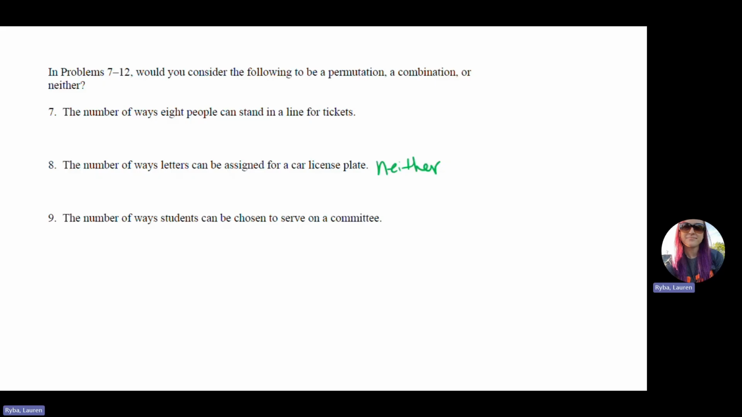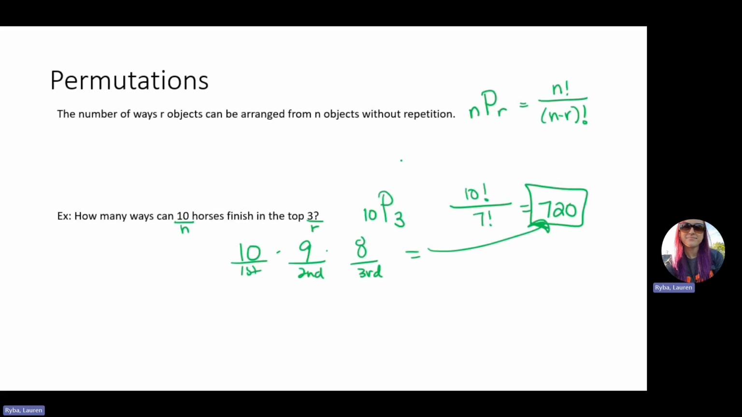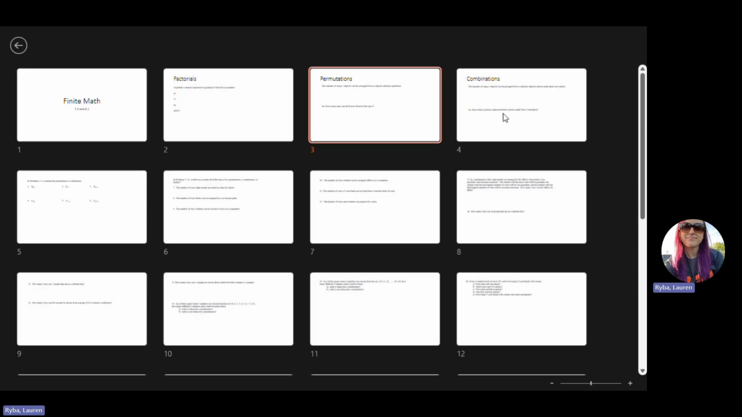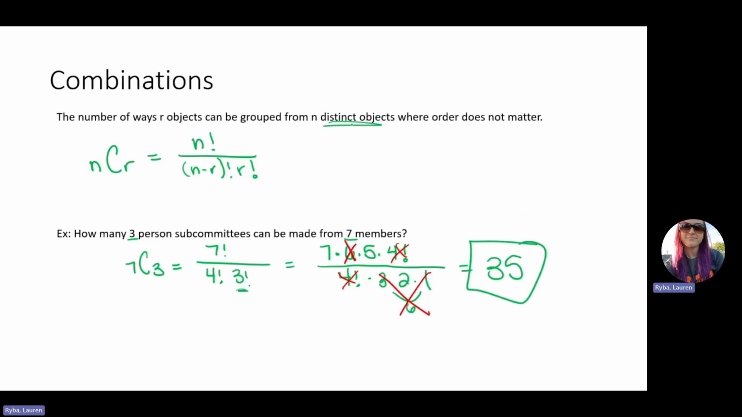When I read them, it literally says the number of ways so many distinct objects can be arranged, right? One says without repetition. This one says distinct objects. So they both mean the same thing. Nothing can be repeated.